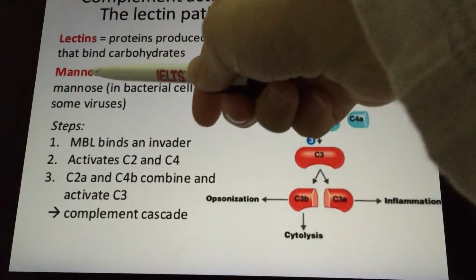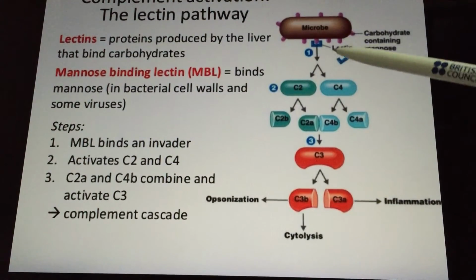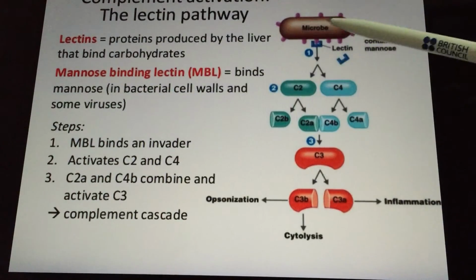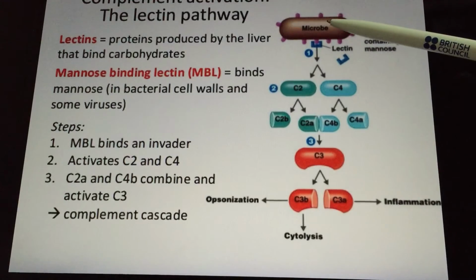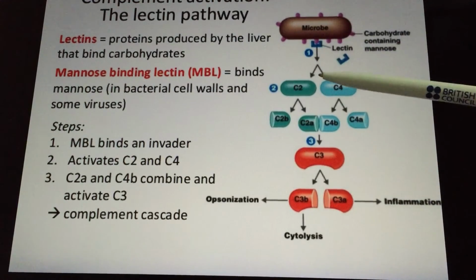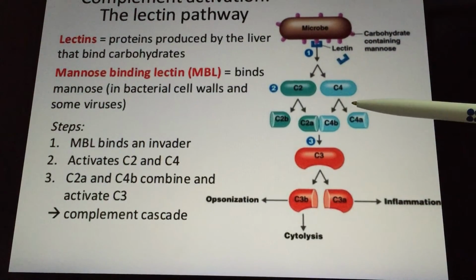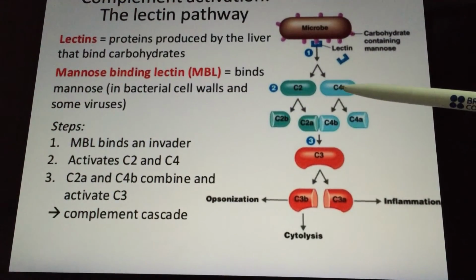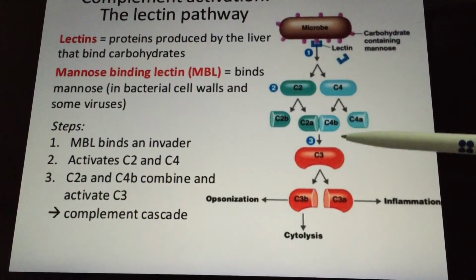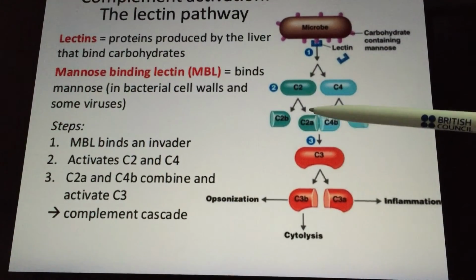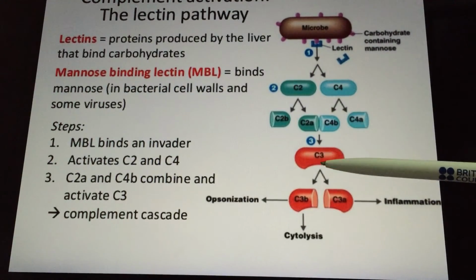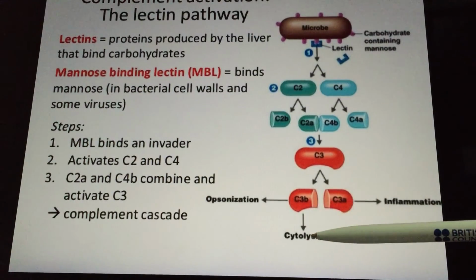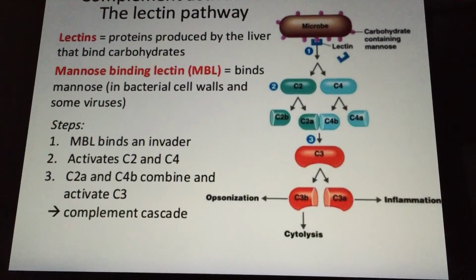carbohydrates called mannose binding lectin, and this is in the bacterial cell wall and some viruses, and this activates C2 and C4 and splits C2 to C2a, C2b and C4 to C4b and C4a, and these combine. It splits C3 to C3a, which enhances inflammation, and C3b, which activates cytolysis and opsonization.